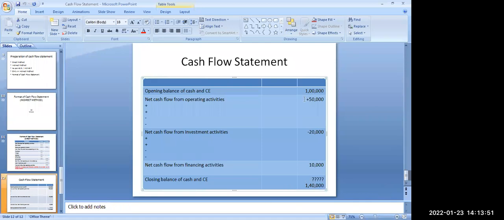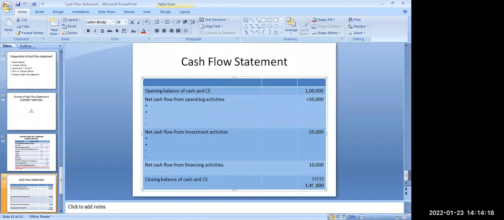Here I have told 1,40,000 now. This 1,40,000 is nothing but 1 lakh plus 50 minus 20 plus 10. The same amount should be there in the current year balance sheet in the name of cash and cash equivalent. That says that we have done the cash flow statement correctly. The 1 lakh opening balance of cash has become 1,40,000 closing balance of cash. So that is the meaning.